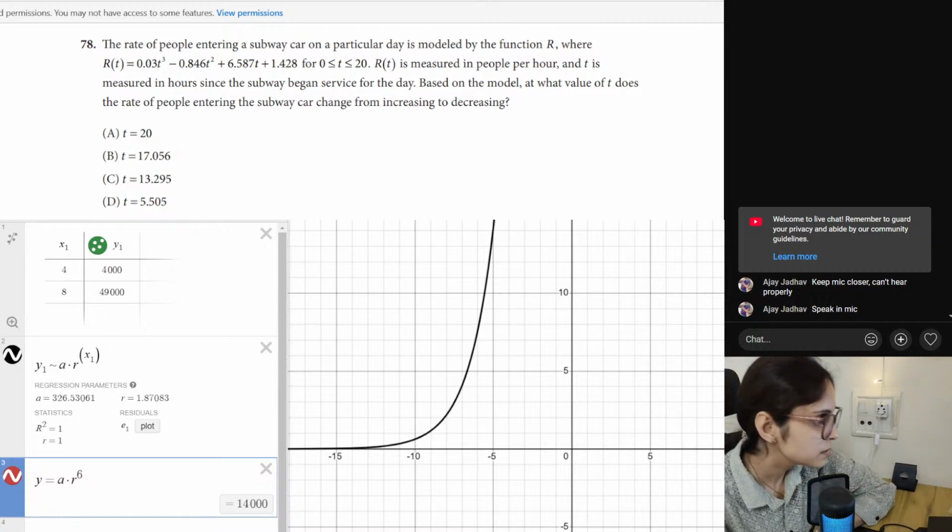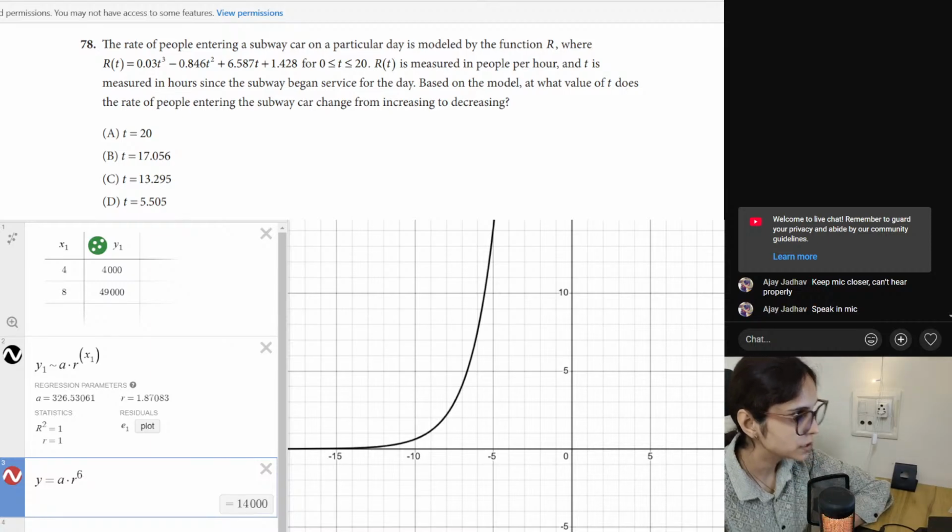The next question is: the rate of people entering a subway car on a particular day is modeled by the function r, where r of t is 0.03 t cubed minus 0.846 t squared plus 6.587 t plus 1.428 for t from 0 to 20. R of t is measured in people per hour and t is measured in hours since the subway began service for the day. Based on the model, at what value of t does the rate of people entering the subway car change from increasing to decreasing? Okay, so we'll just go on Desmos.